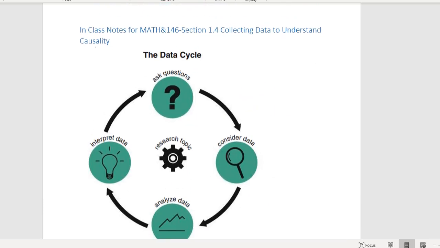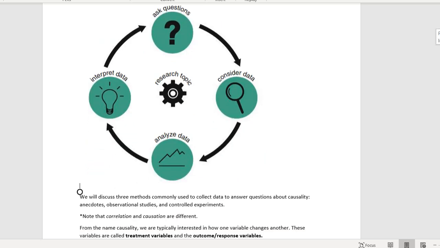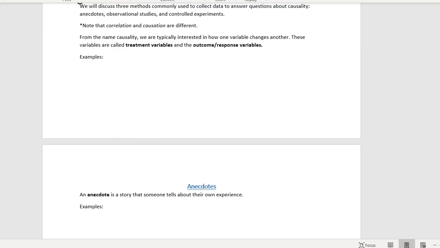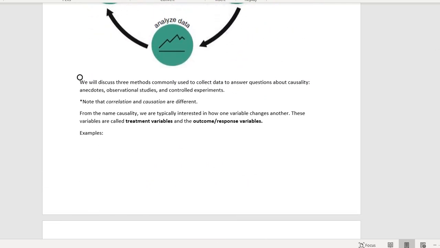In section 1.4, we're going to be talking about how we collect data in order to understand causality. First off, here's the data cycle: first we ask a question, then we look at the data, we analyze the data, and then we interpret the data. When we consider the data, we're considering what exactly we are interested in and what the best way to collect it is. A couple of methods for collecting data are seen below.